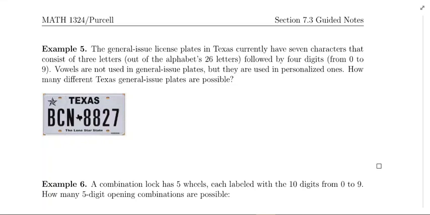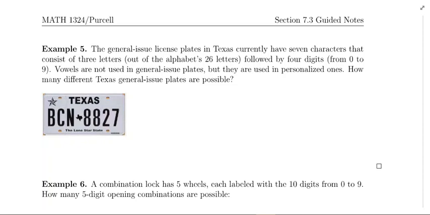Example 5. The general issue license plates in Texas currently have 7 characters that consist of 3 letters out of the alphabet's 26 letters, followed by 4 digits from 0 to 9. Vowels are not used in general issue plates, but they are used in personalized ones. How many different Texas general issue plates are possible?